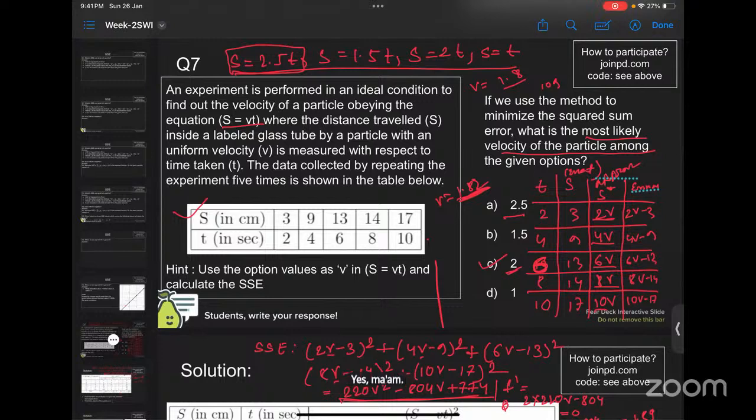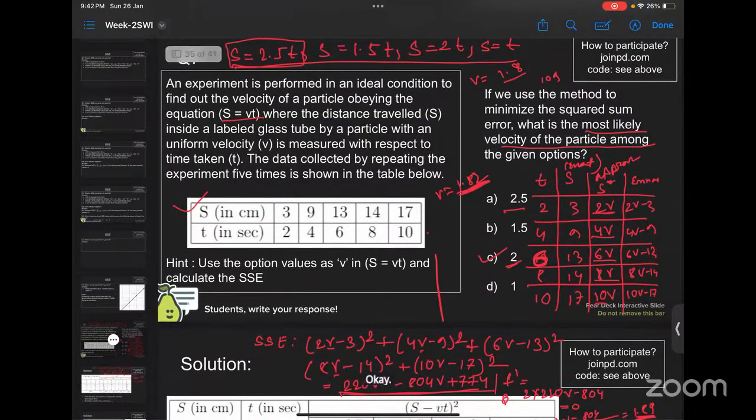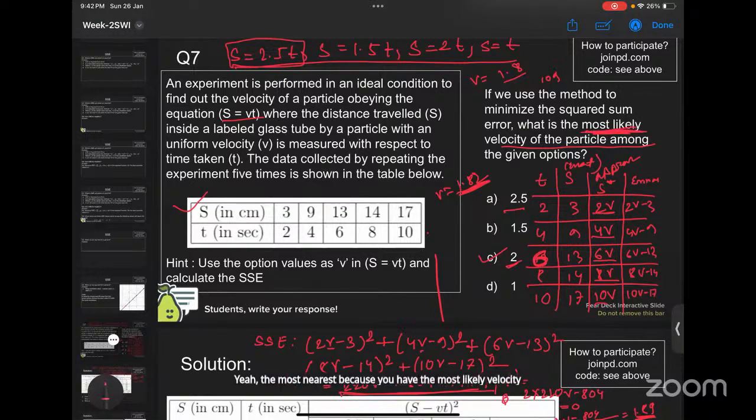Ma'am, 1.5 is also a little bit near. 1.5 and 1.8, the distance between them is 0.3, and if you take the distance from 2, it will be 0.2. So we will take the least one. That means we will take the answer as 2. So ma'am, the nearest option will be the answer. Yeah, because you have the most likely velocity, so you have to take the nearest answer.